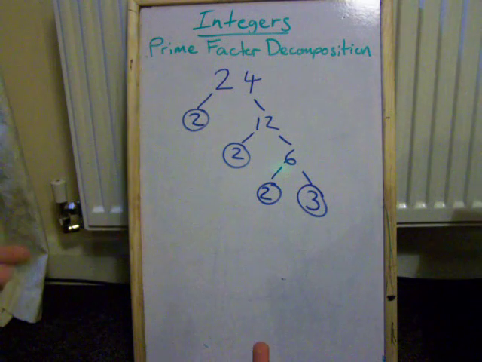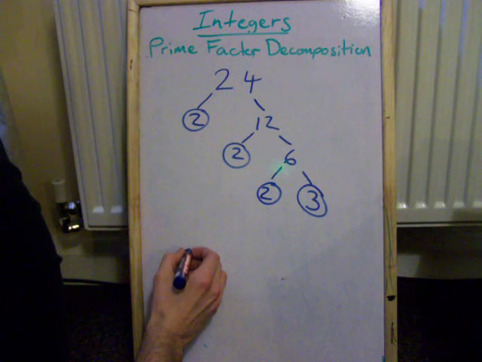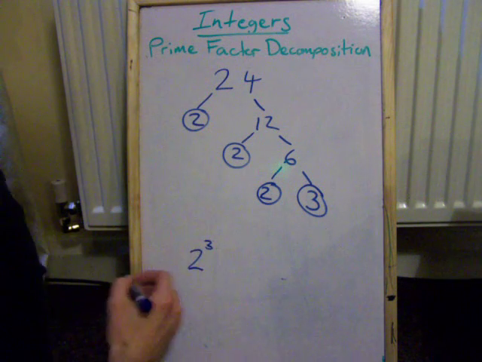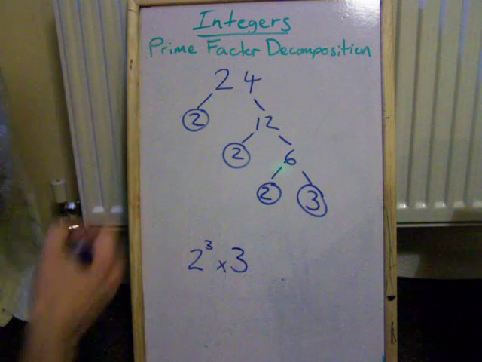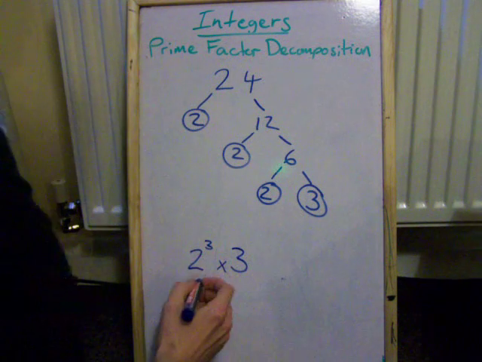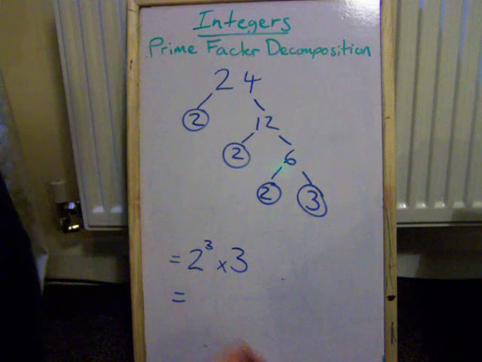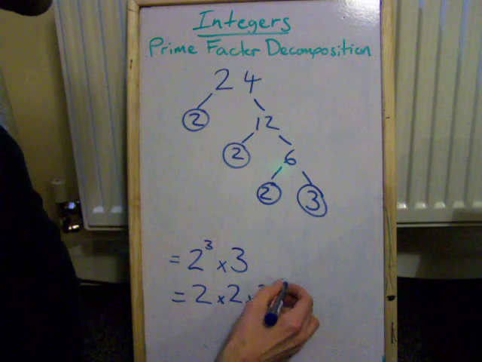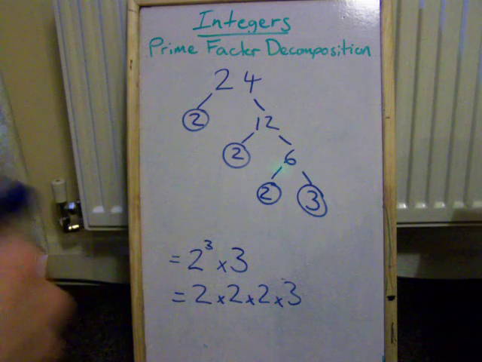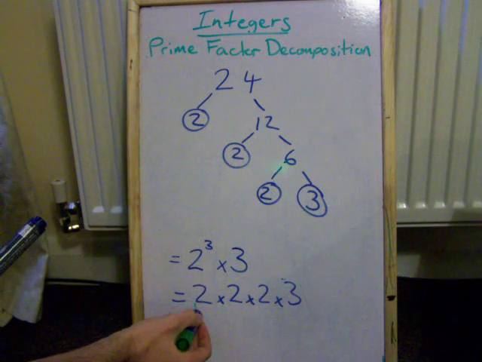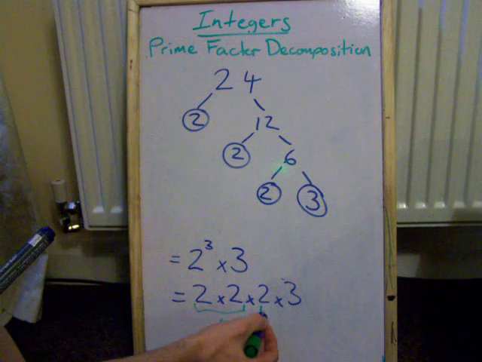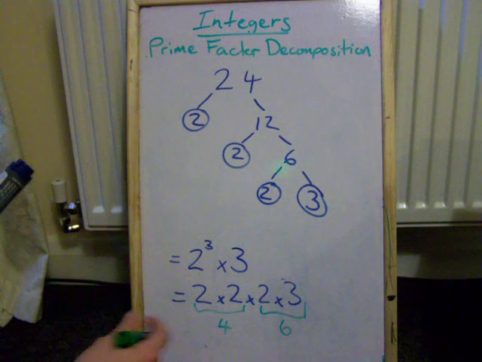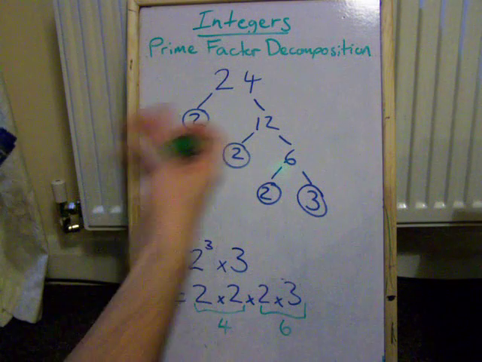If I want to cut straight to the chase, in the higher paper you would say that 24 is the same as 2 cubed times 3. If you're not too sure about that, the longhand version is 2 times 2 times 2 times 3. And you can double check that if you're not entirely sure. 2 times 2 is going to give you 4, 2 times 3 is going to give you 6, 4 times 6 will give you 24. Any combination of these numbers multiplied up will always give you 24.